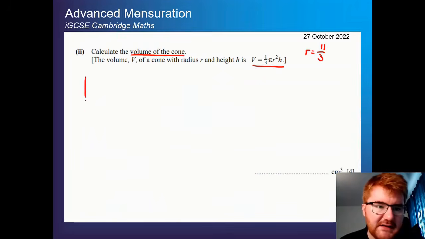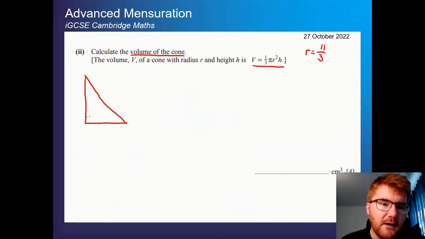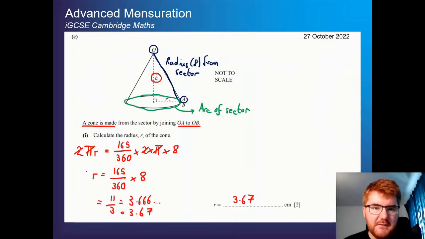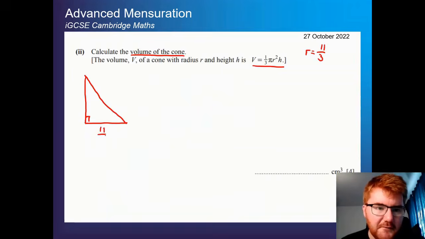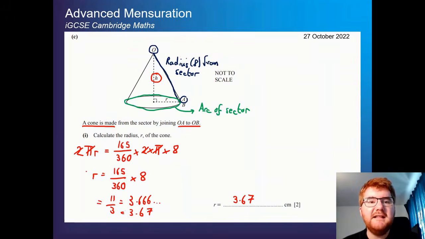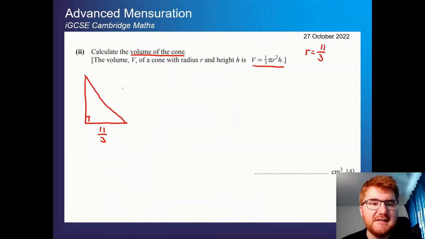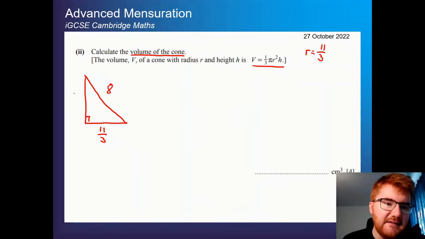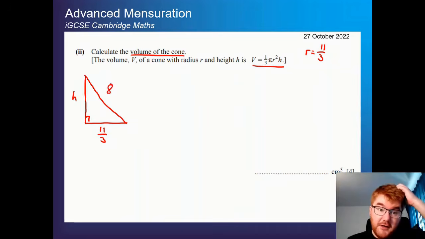So if I just draw this out separately, so we can really see what's going on, our radius, which is the one at the bottom here, is equal to 11 over 3. We know the length of the radius, this was 8 from the sector in part A, so this is equal to 8. And this is h here, which we don't know. Now again, we can use Pythagoras for this.